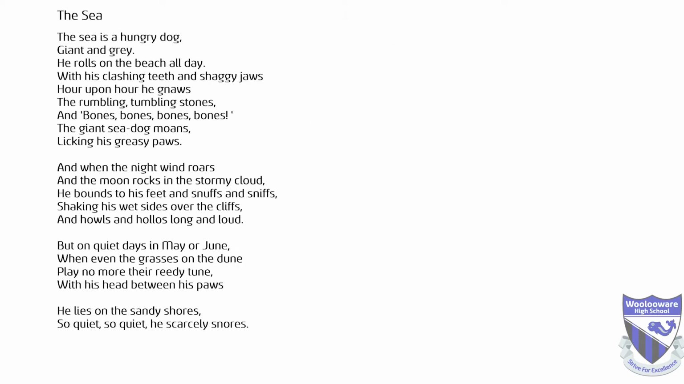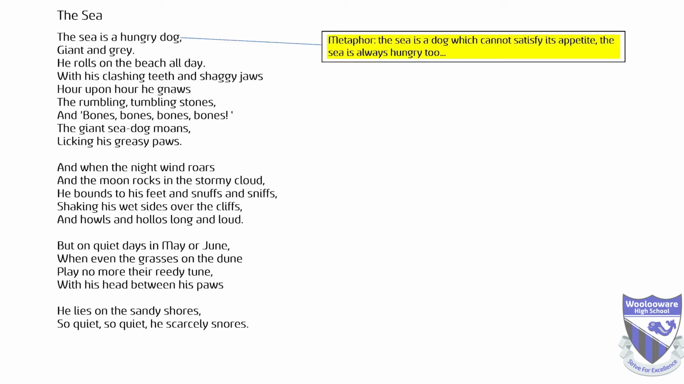Here is a very famous poem, The Sea, which is a great example of a metaphor poem. What immediately grabs my attention about the sea is the opening line is actually a metaphor. "The sea is a hungry dog." Like a dog which cannot satisfy its appetite, the sea is always hungry too. And what is interesting about this poem is everything that comes after it extends this metaphor. I love the way this poem builds on this.